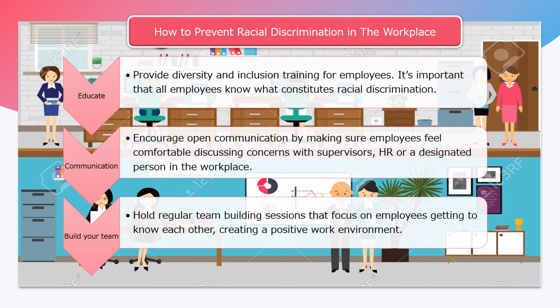How to prevent racial discrimination in the workplace? I have stated three. Firstly is educate. Provide diversity and inclusion training for employees. It is important that all employees know what constitutes racial discrimination. Second is communication. Encourage open communication by making sure employees feel comfortable discussing concerns with a supervisor, HR, or a designated person in the workplace. Last is build your team. Hold regular team building sessions that focus on employees getting to know each other, creating a positive work environment.